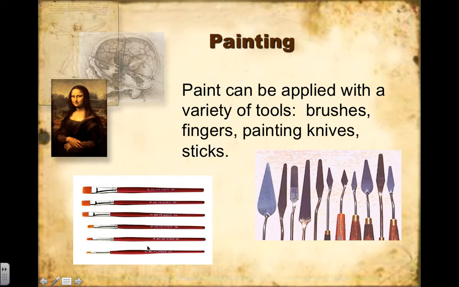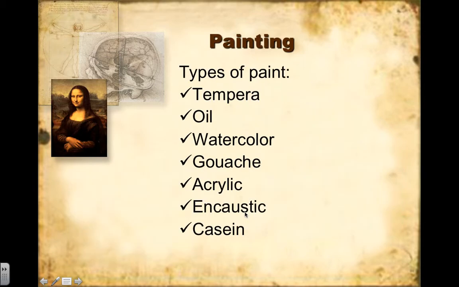So to our left, we've got different types of paint brushes. And then to our right, these are different types of paint knives. Then we go to different types of paint. Most of you have probably worked with tempera, watercolor, or acrylic. But you might also see oil paint. That is another type of paint used.